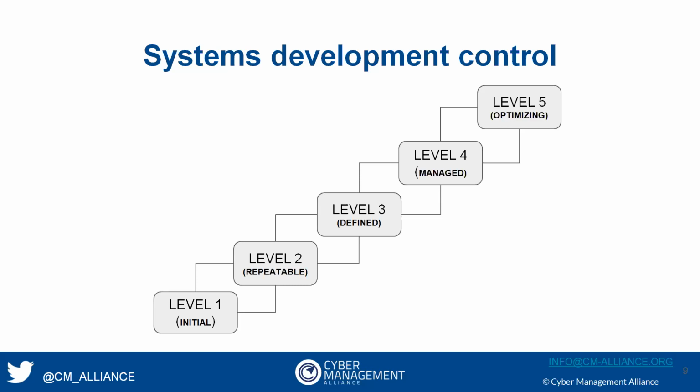Initial means you don't know what you're doing. Repeatable means you know what you're doing, but you can't repeat it. Level 3 means you know what you're doing, you can repeat it, but you have not documented it. Level 4 means you know what you're doing, you can repeat it, you have documented it, and you can manage it properly. And level 5 means you can do everything, plus you can also continuously improve it using Six Sigma and so on. So that is where the 5 levels of CMM are.